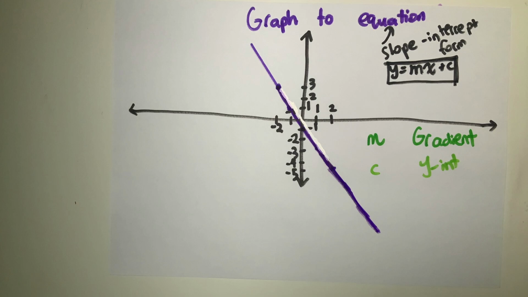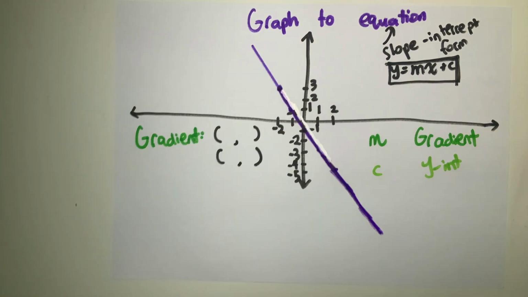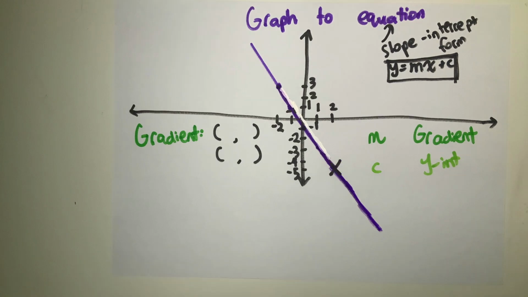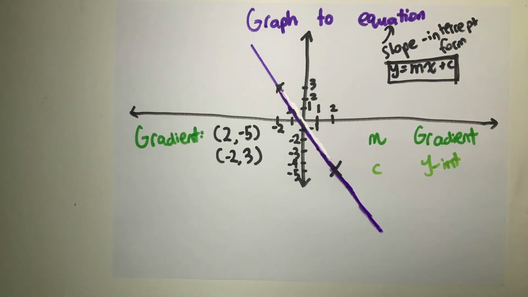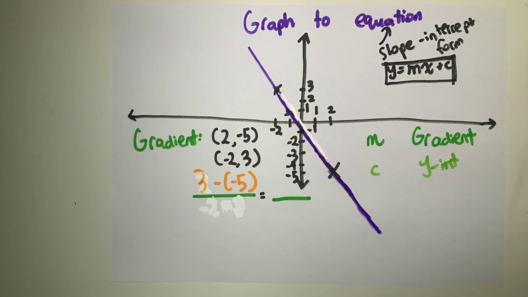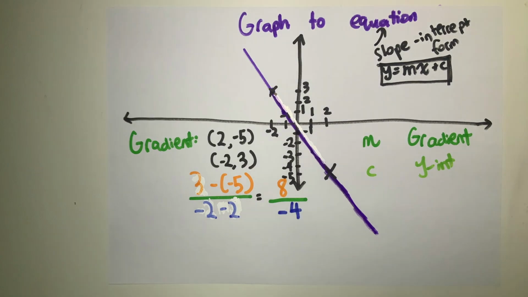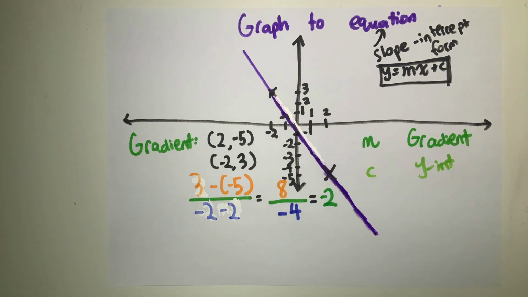Finding the gradient m requires the identification of 2 points on the line. Afterwards, you find the difference between the ordinates and divide it by the difference between the abscissas, subtracting in the same direction. Then, replace m with this value to obtain y = -2x + c.